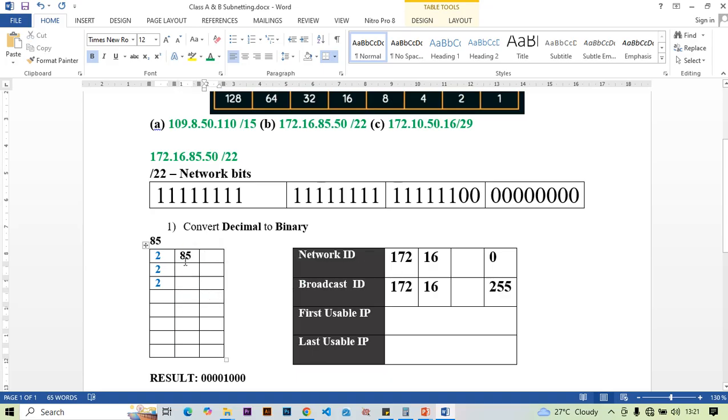Okay, 85 by 2. What do we get? We get 42, because 42 by 2 will give us 84. So it means we shall have a remainder of 1. 42 by 2 will give us 21. Remainder 0.